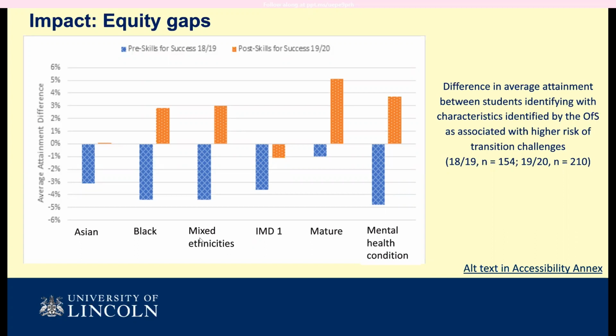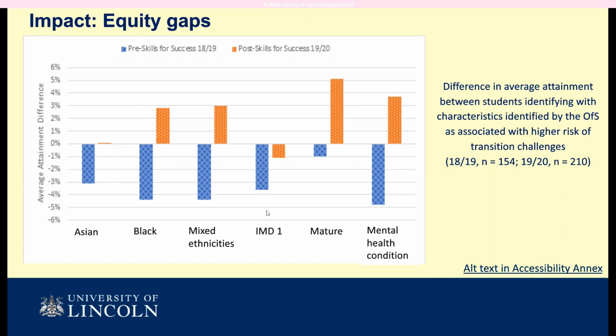So we've used the Office for Students categories here. You can see that for students from Asian backgrounds, we had a 3% attainment gap and that closed completely. For Black students, we went from more than 4 to actually the Black students starting to overachieve. Same for mixed ethnicities.